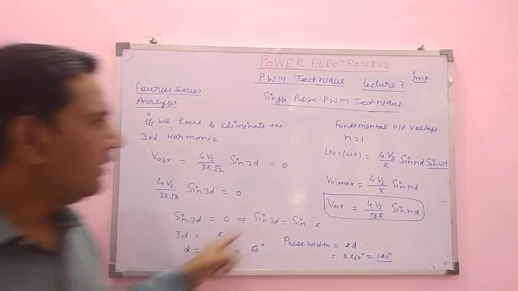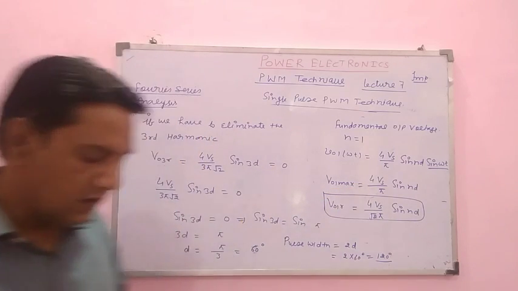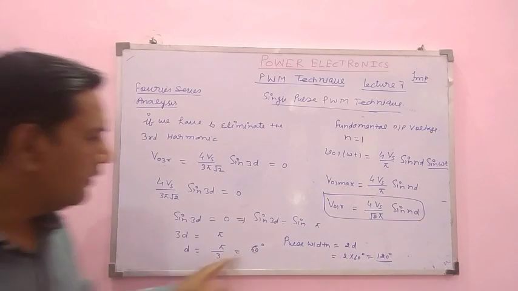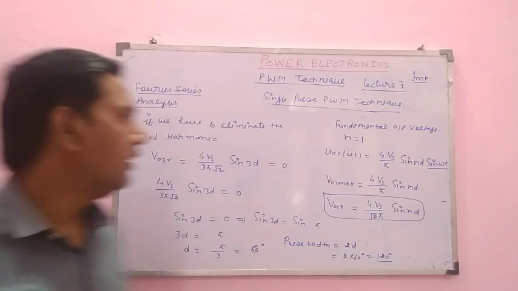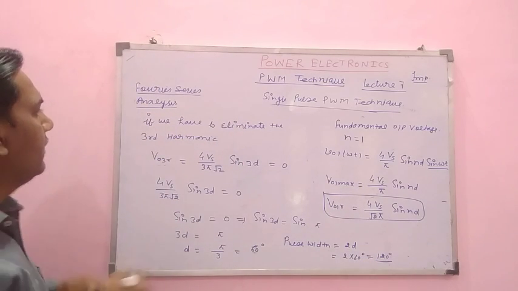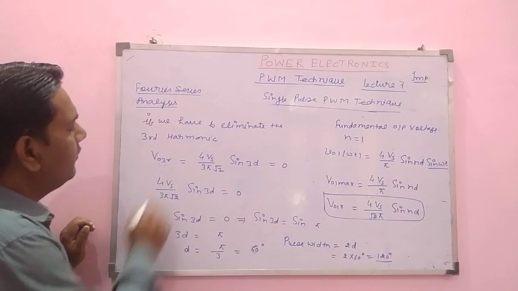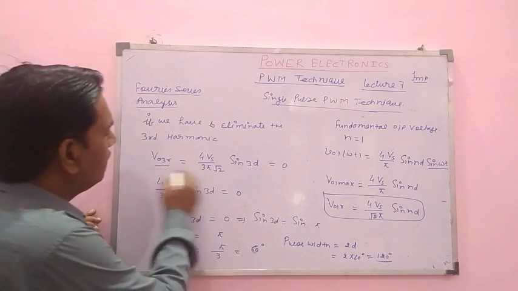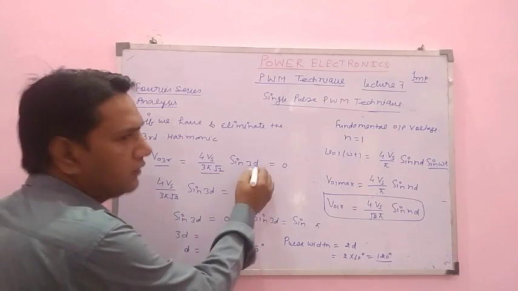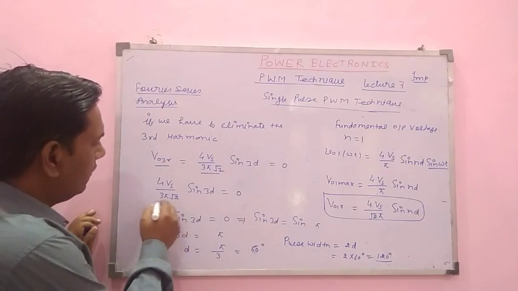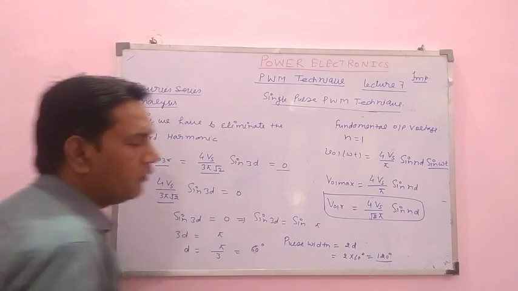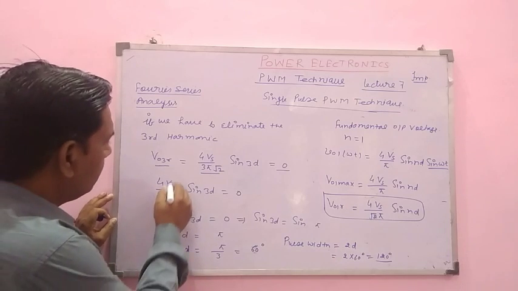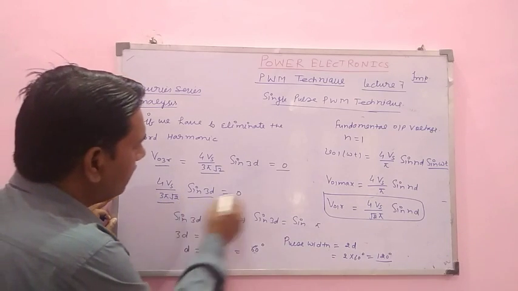In the same way, you can eliminate the fifth harmonic and seventh harmonic. To eliminate the different kinds of harmonics, you have to calculate the total pulse width required. So let us understand once again: if we have to eliminate the third harmonic, we will calculate the RMS value or maximum value of the third harmonic. We have to eliminate this, so we keep this RMS value equal to 0. So 4 Vs upon 3 pi root 2 sin 3d is equal to 0.